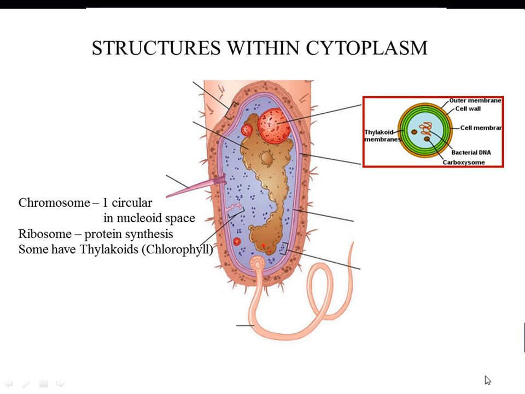So these bacteria that have thylakoids are autotrophic bacteria. Okay? We commonly refer to them as cyanobacteria. That's a word you need to know. Those are autotrophic bacteria. What does that mean? That means they make their own food. Very important.